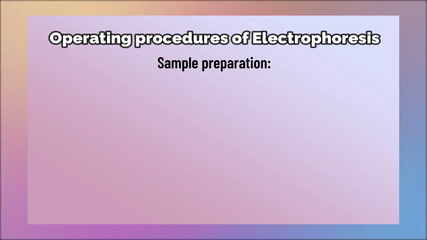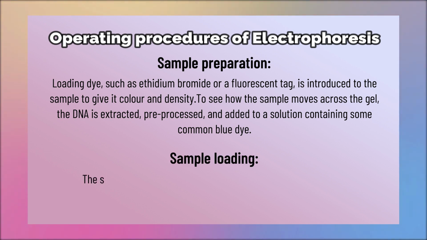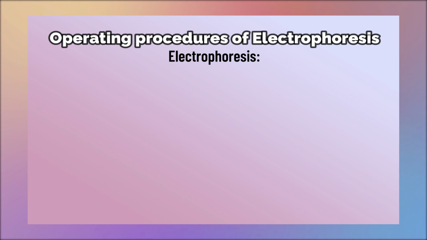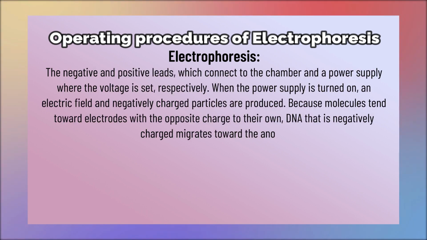Sample preparation. Dyes such as ethidium bromide or a fluorescent tag are introduced to the sample to give it color and density. To see how the sample moves across the gel, the DNA is extracted, pre-processed, and added to a solution containing some common blue dye. Sample loading. The sample is inserted into the wells using a sterile micropipette. Electrophoresis. The negative and positive leads are connected to the chamber and a power supply with a voltage is set, respectively.